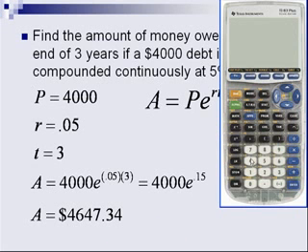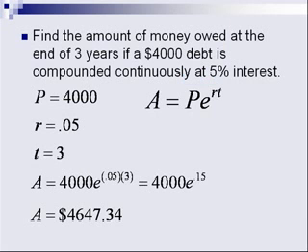So if we get 4,000, so again I'm going to type in 4,000 here, times, and then e to a power, so this is e to the 0.05 times 3. And you can enter it just like that. Just make sure it all appears in that exponent before you close it off. So now we'll close off the exponent and hit enter. And so there's the 4647, and round it off to the nearest cent since we're doing a money problem, 34 cents. So that's it.